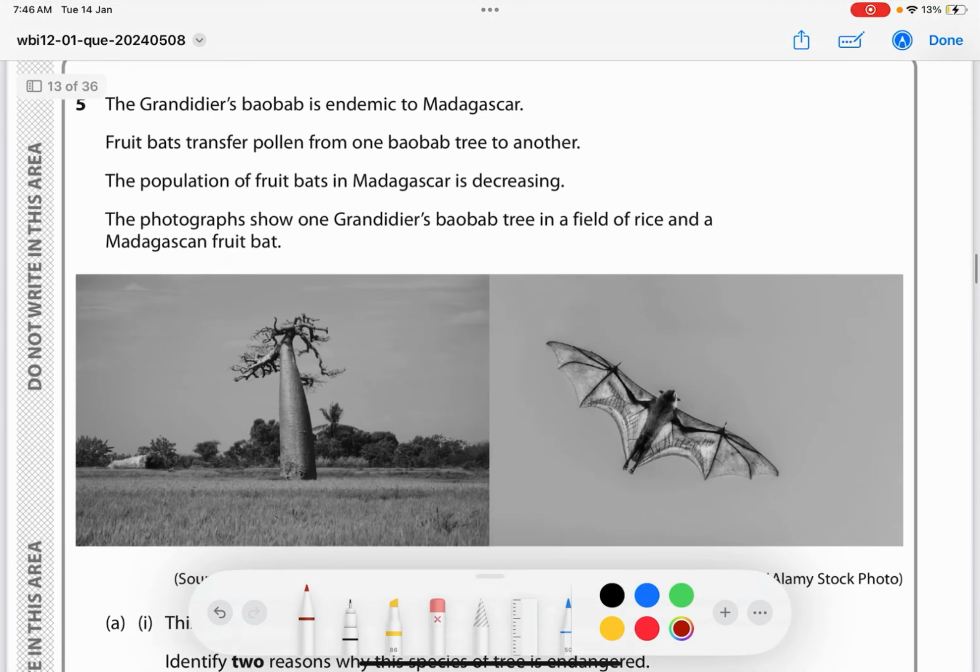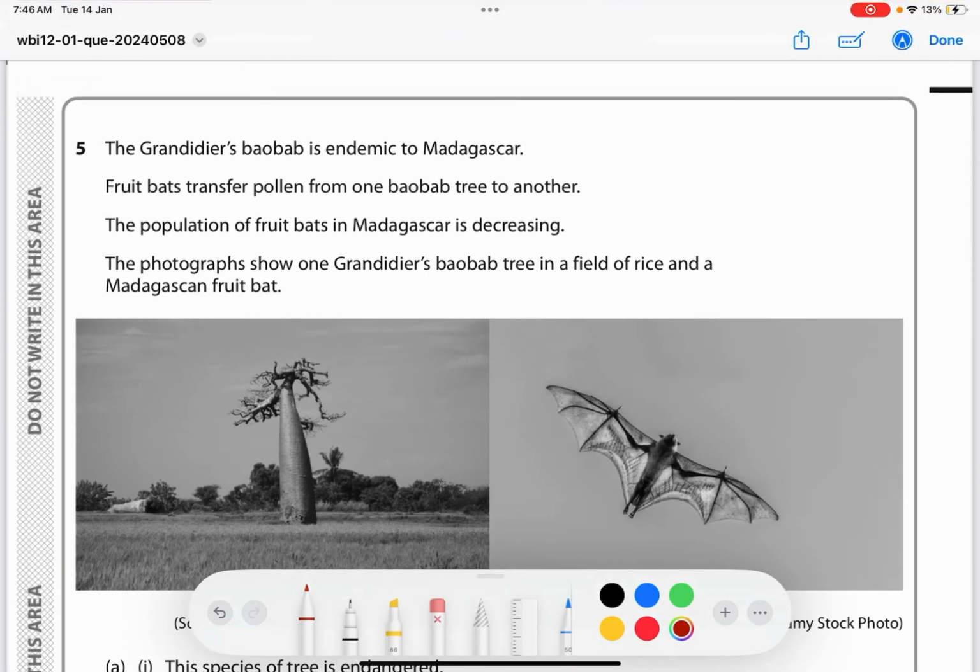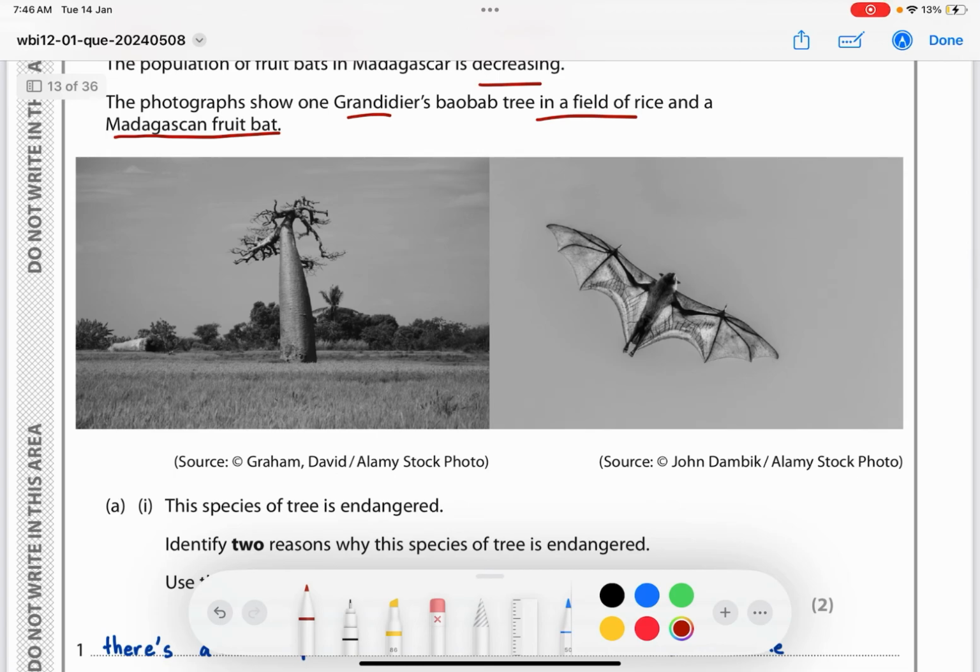Let's move on. So now we have question 5. The Grandidier's baobab is endemic to Madagascar. Fruit bats transfer pollen from one baobab tree to another. The population of fruit bats in Madagascar is decreasing. The photographs show one Grandidier's tree in a field of rice and a Madagascan fruit bat. So here we have the tree and here we have the bat.